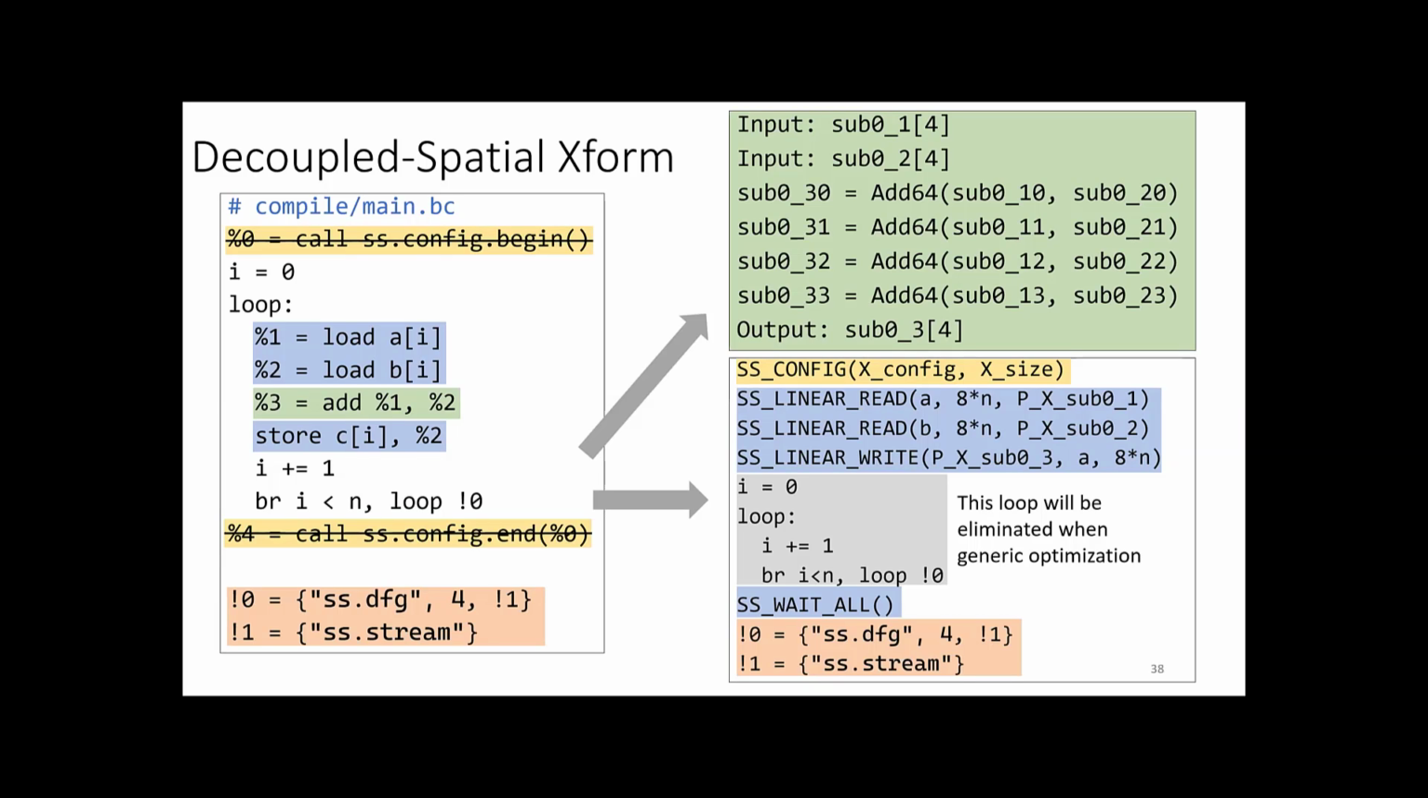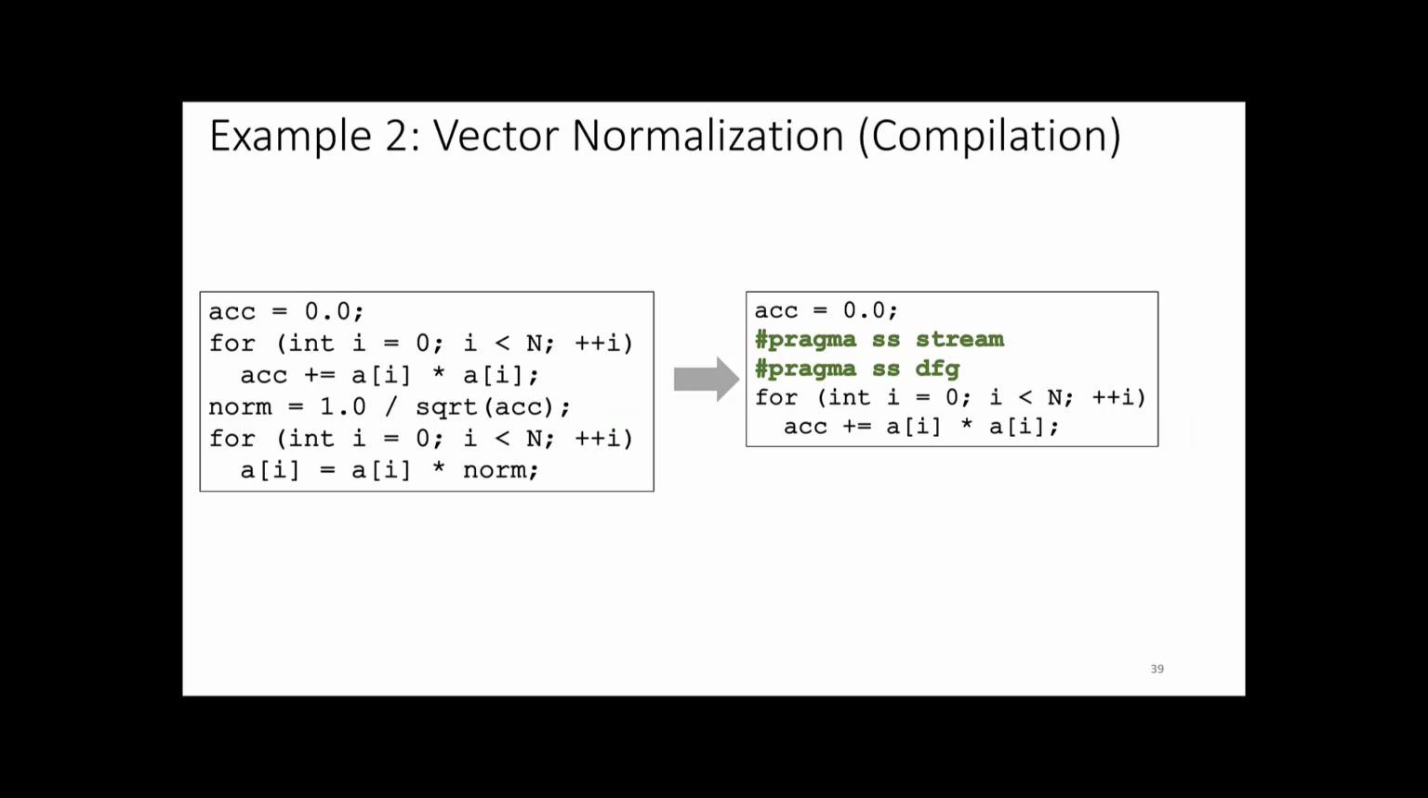So for now, we are done with the principle of the compilation. And here we come to the second example, vector normalization. Annotating vector normalization: the first region is quite simple, just like what it is in the vector addition.